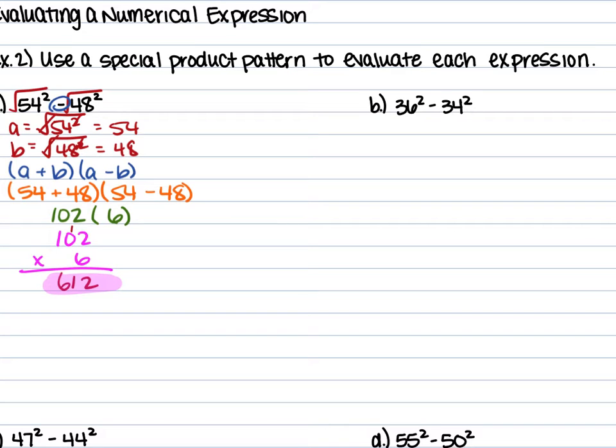For example B, we're given 36 squared minus 34 squared. So again, we can take the square root of that 36, we can take the square root of the 34, there's subtraction between them. So we're going to do 36 plus 34 times 36 minus 34. The 36 plus 34 is 70. 36 minus 34 is 2. So 70 times 2 gives us 140.